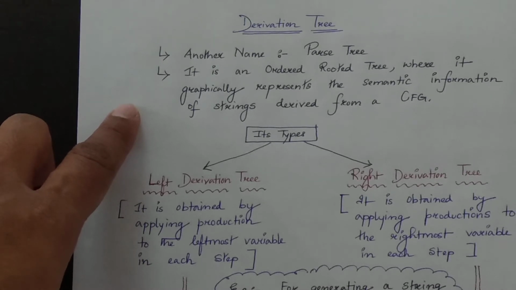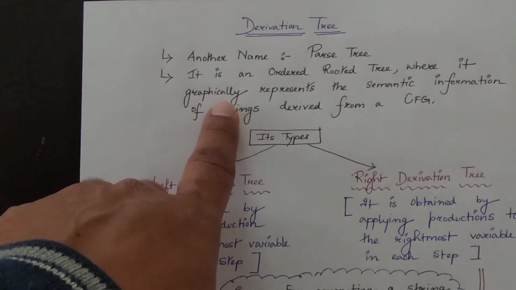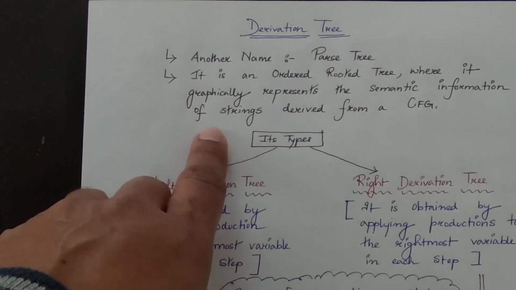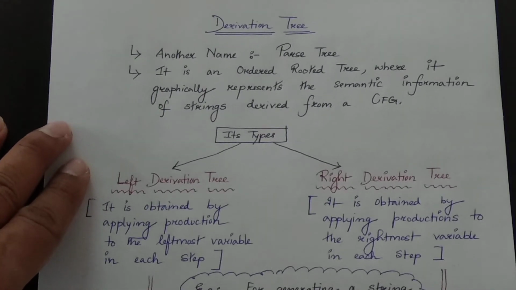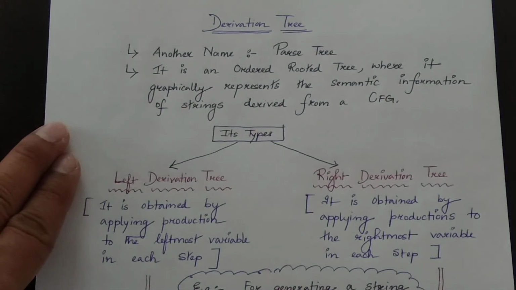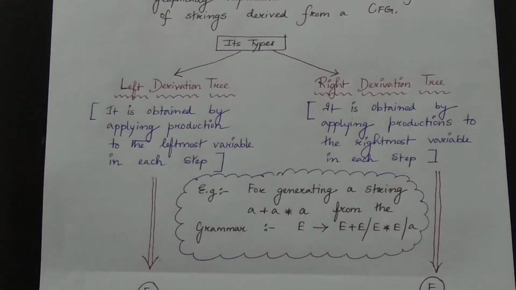A derivation tree is an ordered rooted tree where the root vertex is always the start symbol. All the non-terminal symbols are encircled with a circular shape. Correct? It graphically represents the semantic information of strings derived from a CFG. So this is the definition of a derivation tree. We will jump to the types of derivation tree. The two types are the left derivation tree and the right derivation tree.